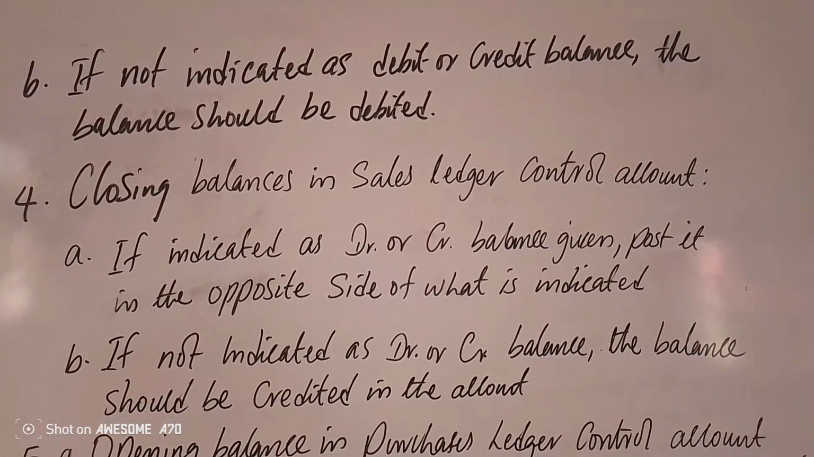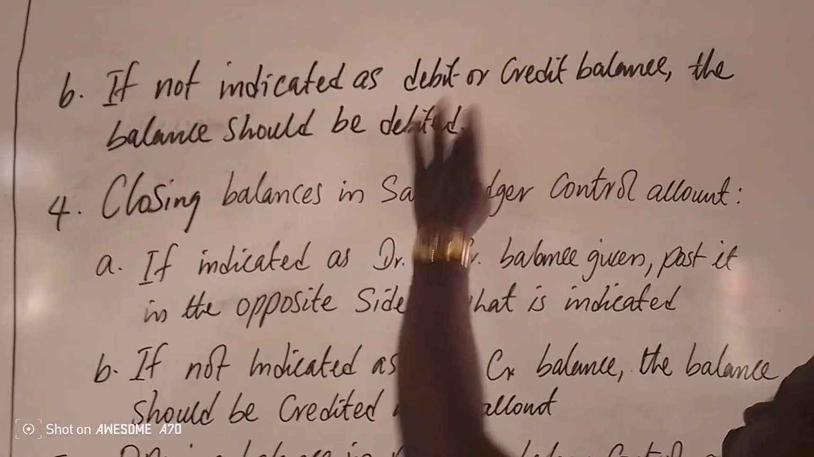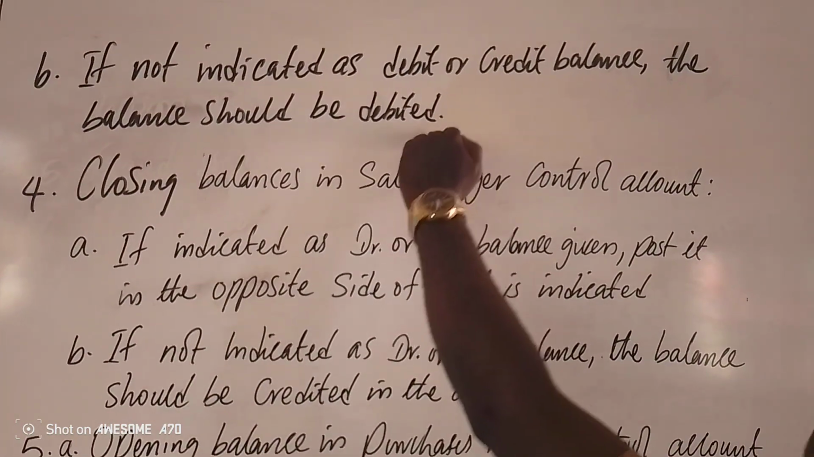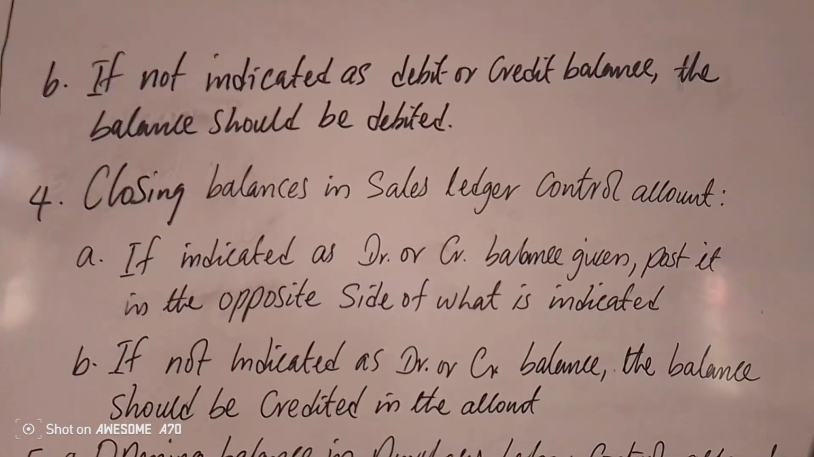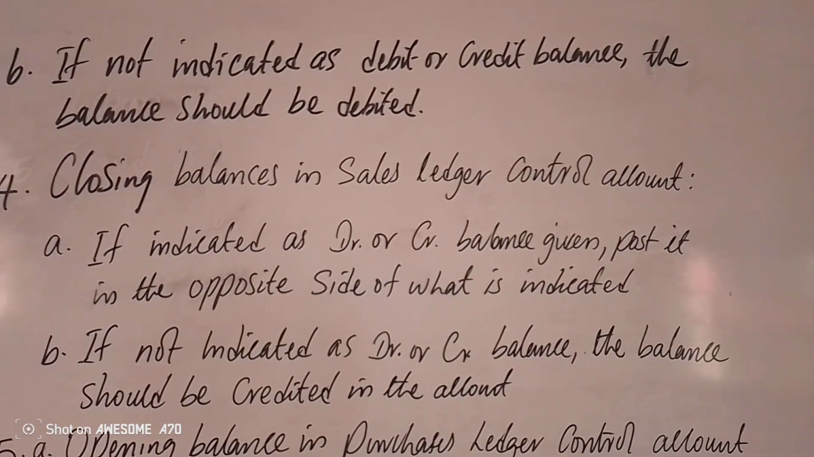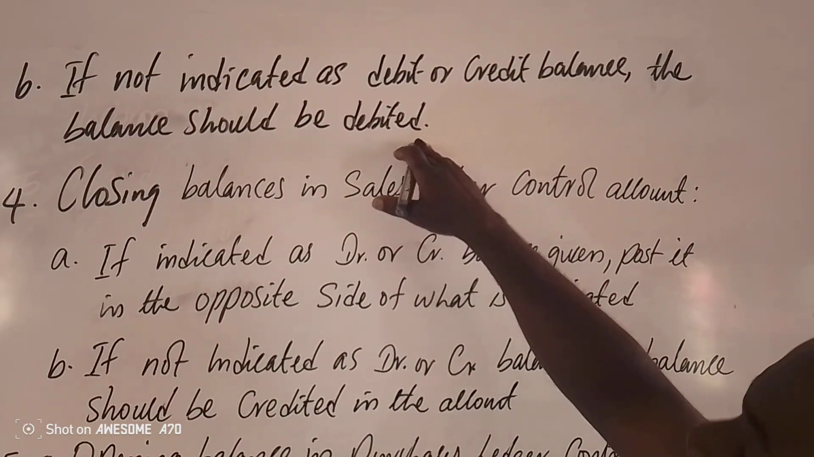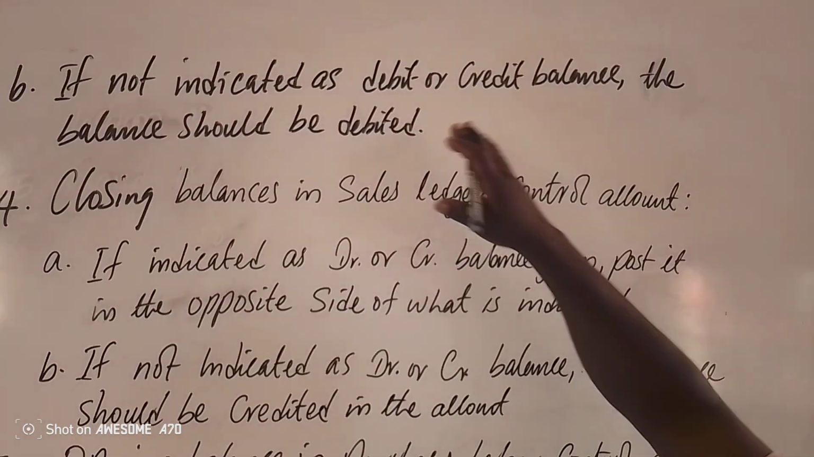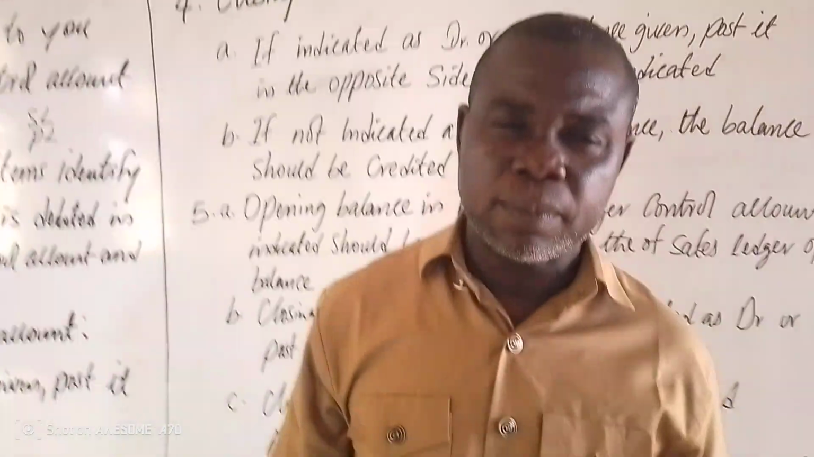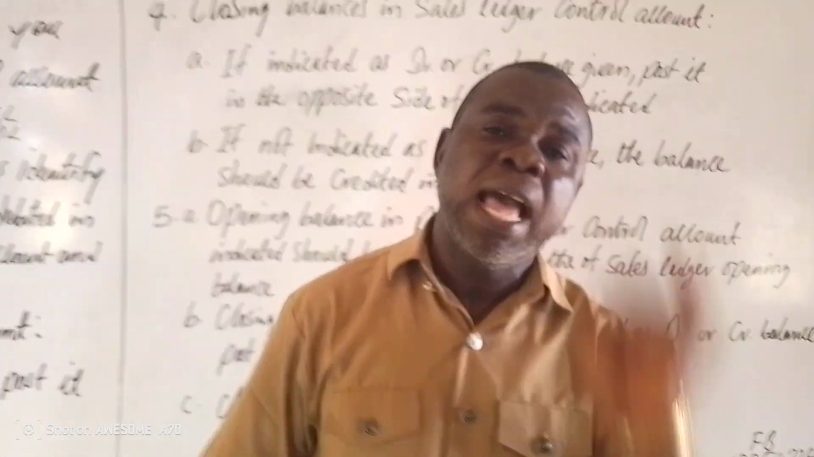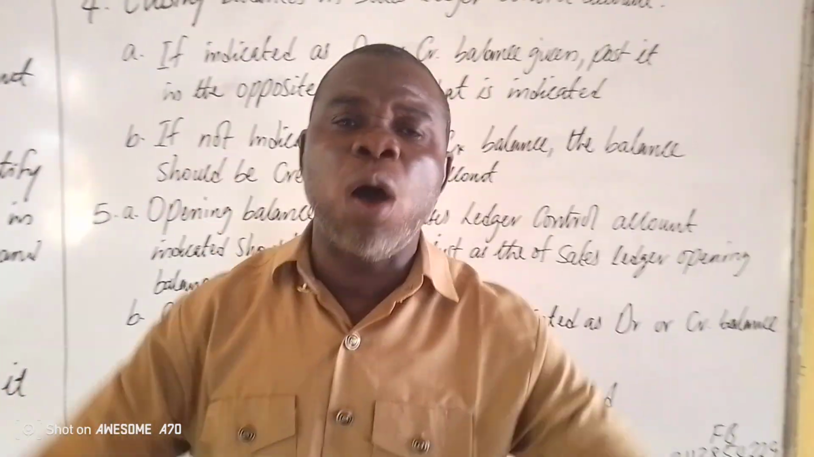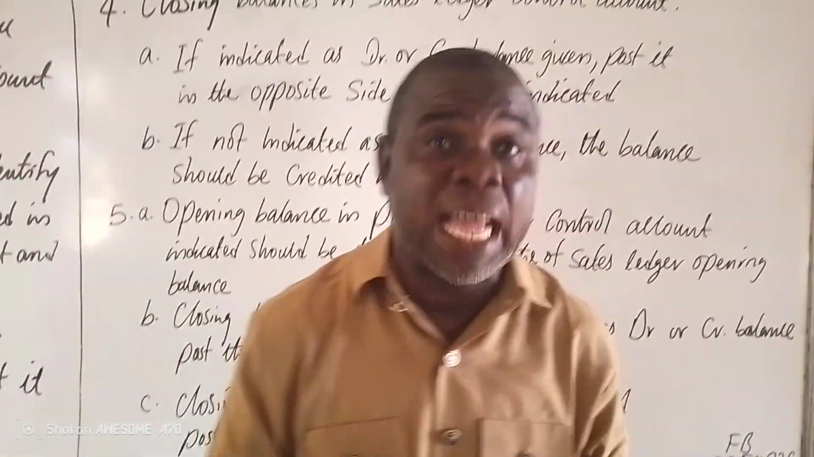So what do we do? We are saying that if the balance is not indicated by the examiner, it means you must take it to the debit side of the sales ledger control account. Why is it debited? It is debited because in accounting, account receivable is an asset. This is the foundation of accounting. Account receivable is an asset, and in accounting, all balances brought forward of all assets are debited.